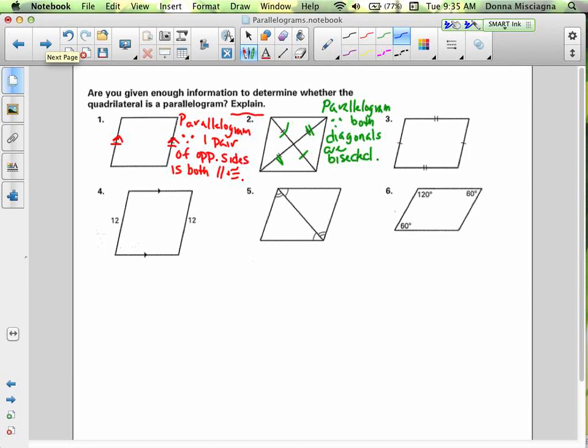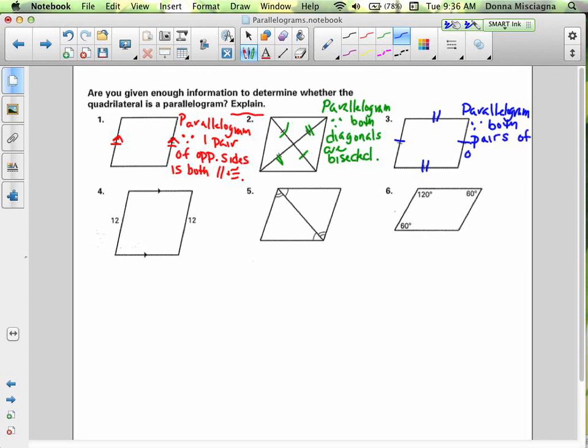All right, how about this one? These two sides are congruent. These two sides are congruent. In the last video, we proved this, and we just saw it on the last page, that this would have to be a parallelogram because both pairs of opposite sides are congruent. So this is also a parallelogram because both pairs of opposite sides are congruent.